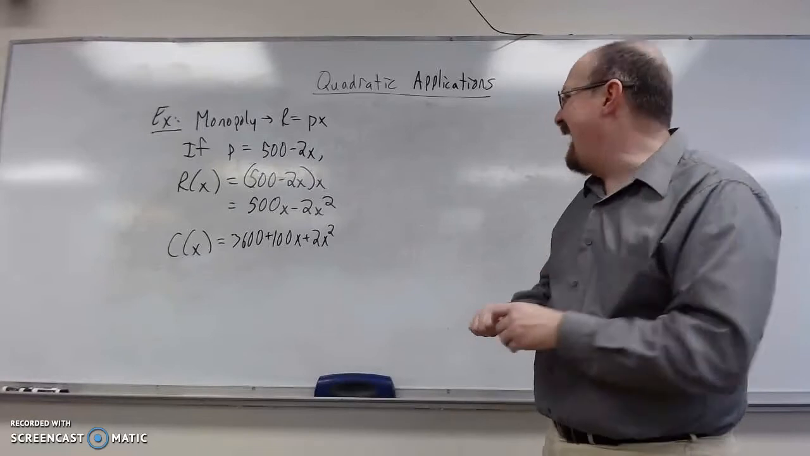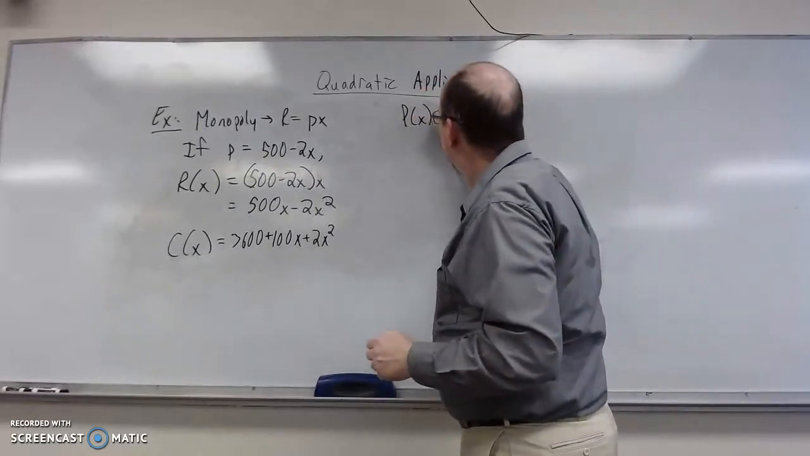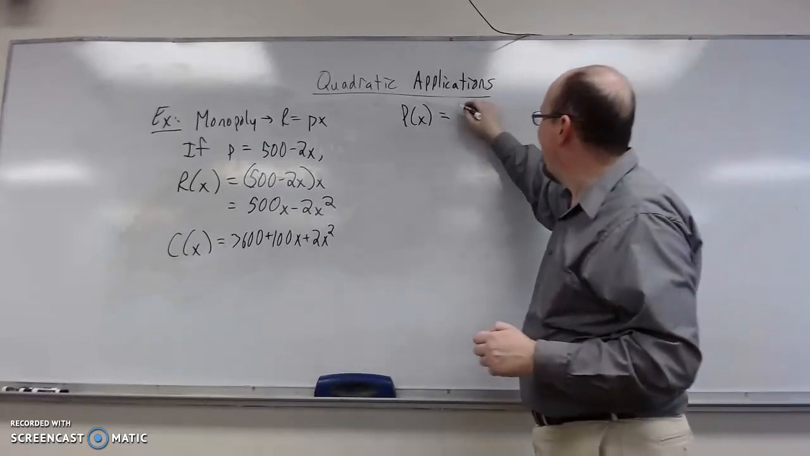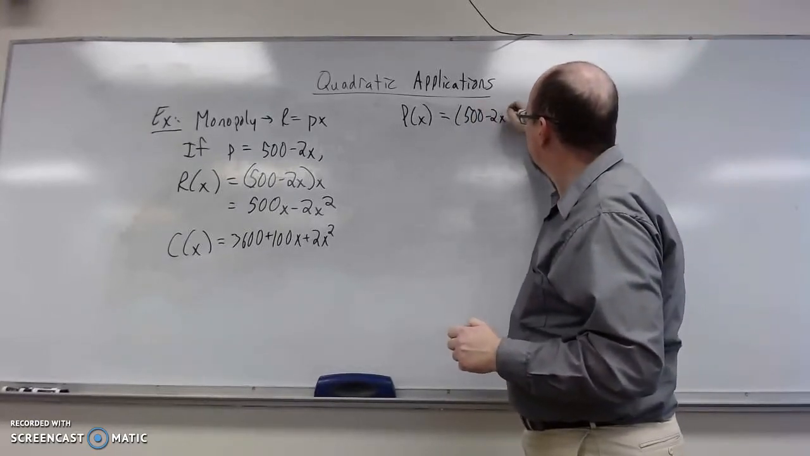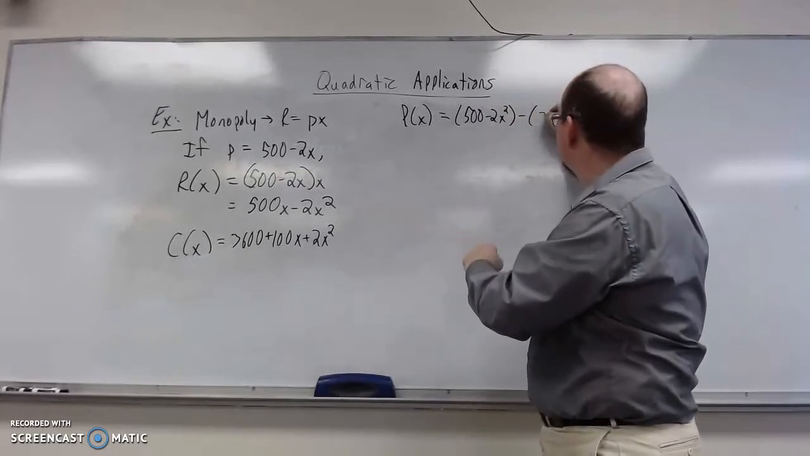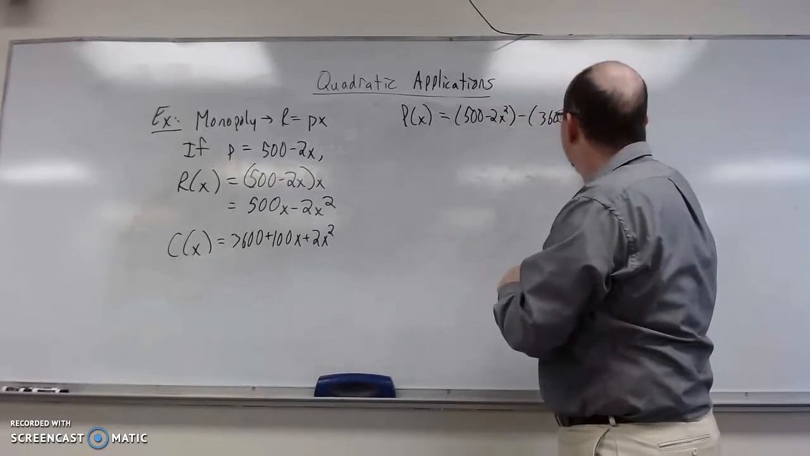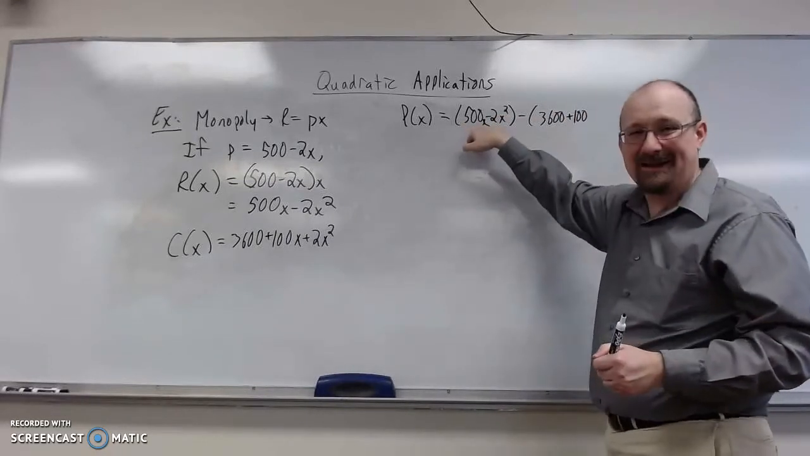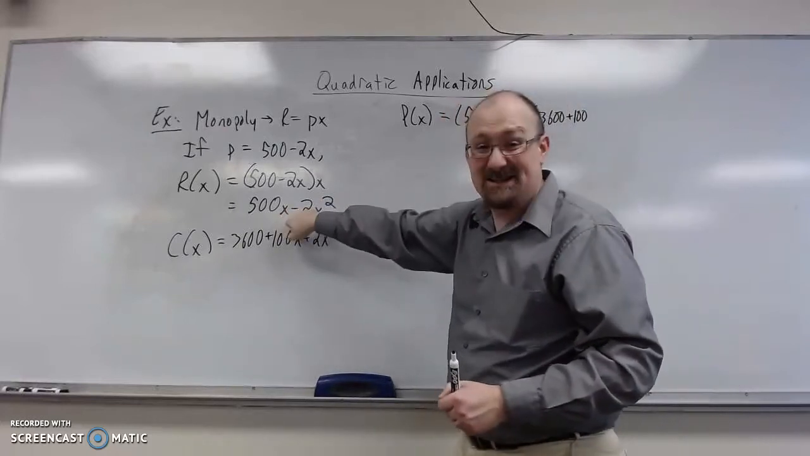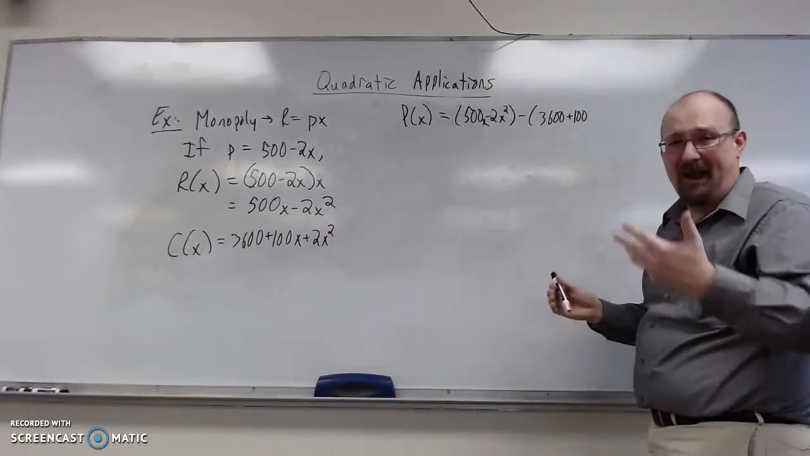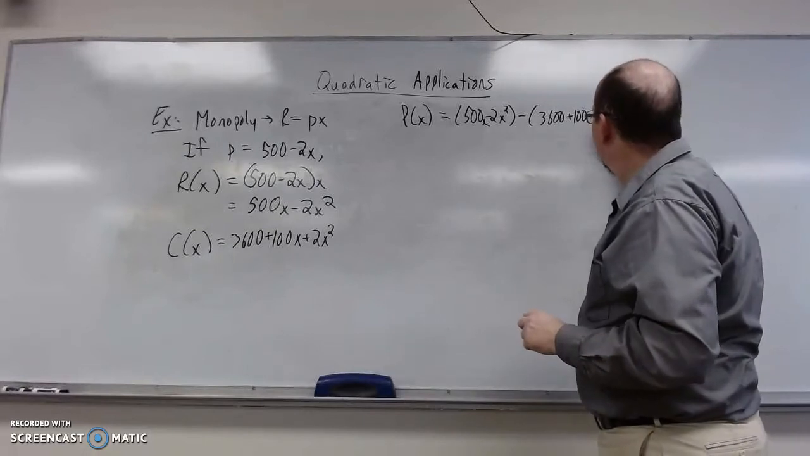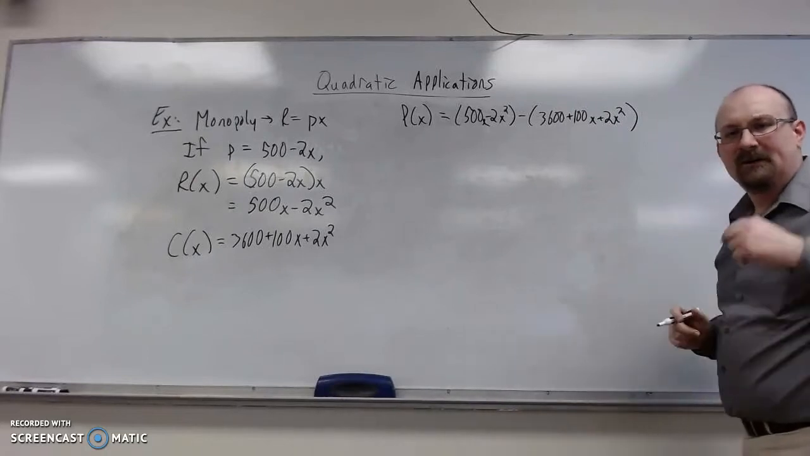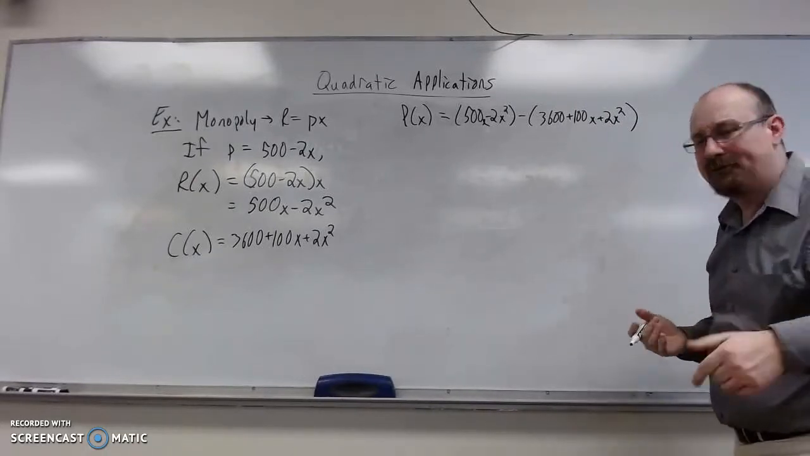All right, so now profit, same thing, revenue minus costs. So we have 500x minus 2x squared, minus 3,600 plus 100x plus 2x squared. That should be 500x, by the way. Sorry, I left out the x as I was writing this. That's the R of x. Don't just assume I dropped the x. That was just a typo. So we get that worked out.